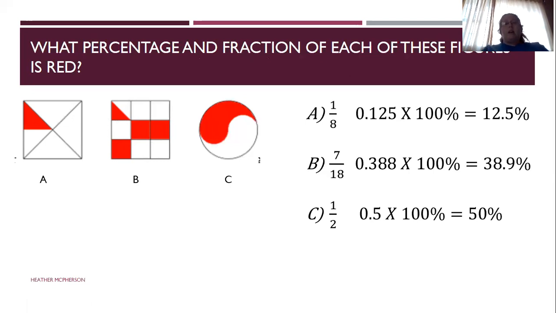For C, you have half. So 1/2 is 0.5. Multiply that by 100%, and you're going to have 50%.